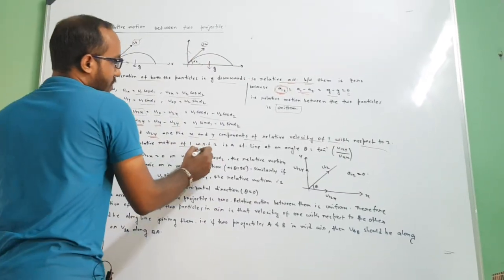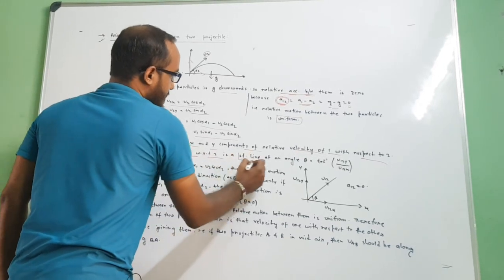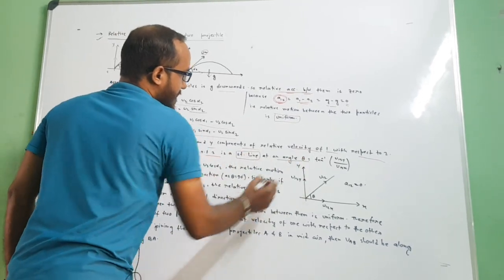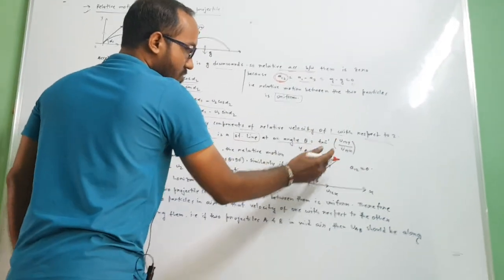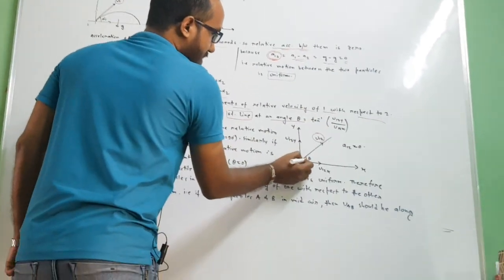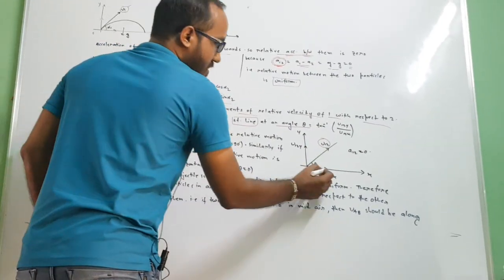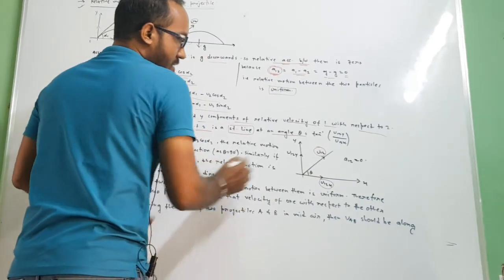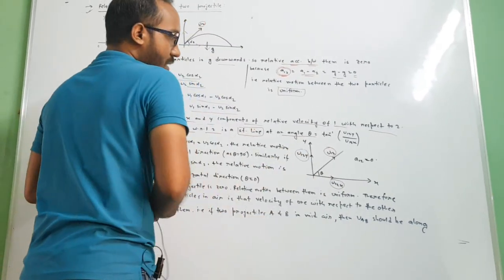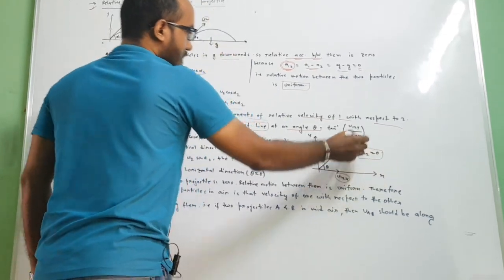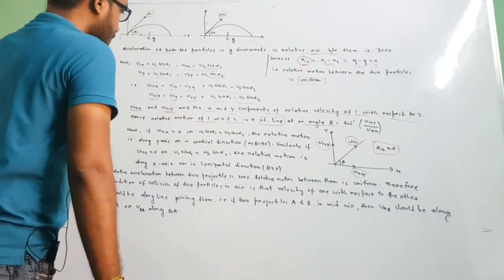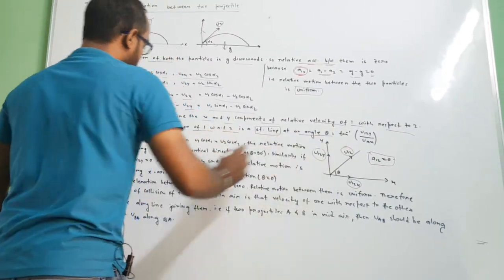Hence, relative motion of 1 with respect to 2 is a straight line at an angle theta. So, relative velocity of 1 with respect to 2 is a straight line with an angle theta with the horizontal. So, this would be our u12x and this would be our u12y, and we have just proved that it's a uniform motion. We have to find out this u12.